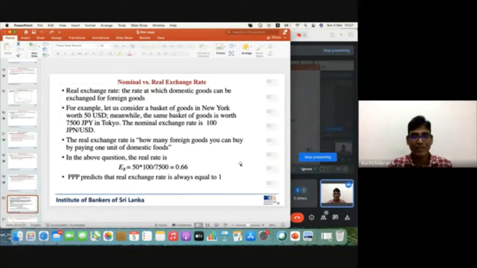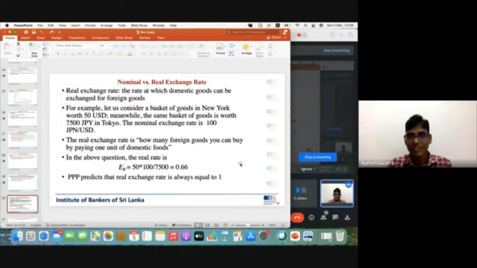You also should understand, up to now we have seen what the exchange rate is and how it is determined. Even though this is determined through purchasing power parity and the law of one price, there can be two kinds of exchange rate we will be talking about: nominal exchange rate and real exchange rate, right? When it comes to the nominal exchange rate, that is what is available in the market. That is the nominal exchange rate, right?